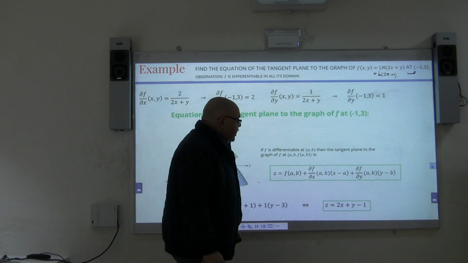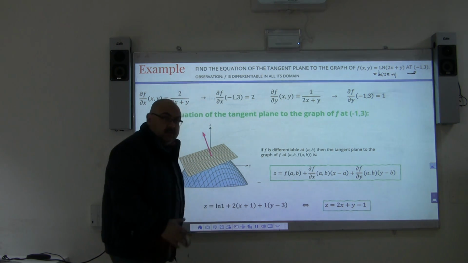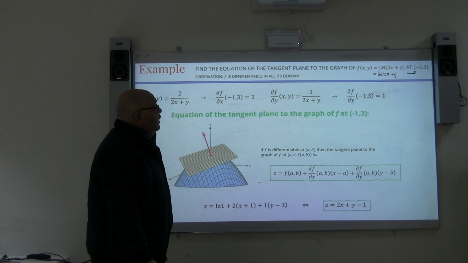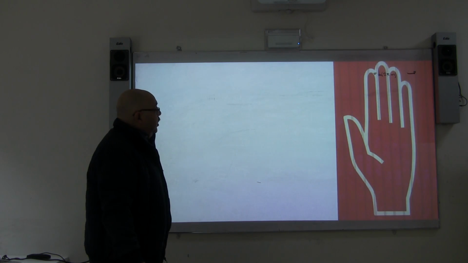Okay, and that's the definition of the derivatives. It's equal to 2x plus y minus 1, the value of the approximation. If you need to find the value at a point near (-1, 3), all I have to do is to substitute by the point near (-1, 3).